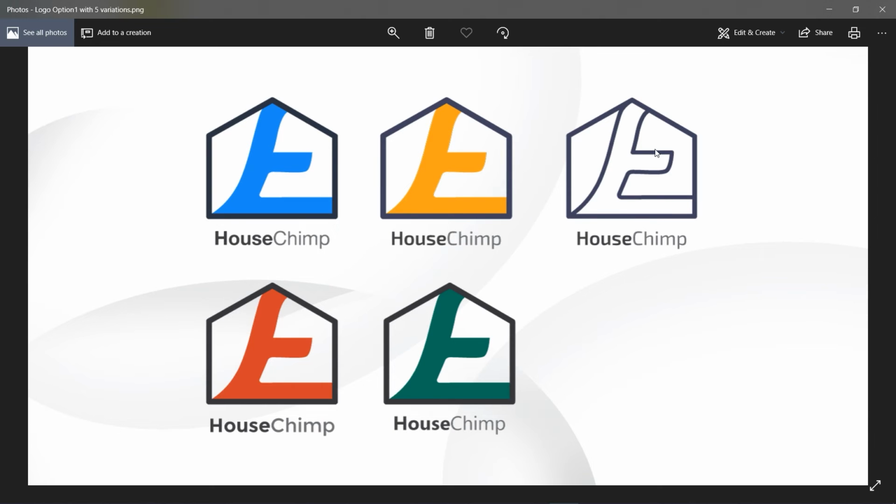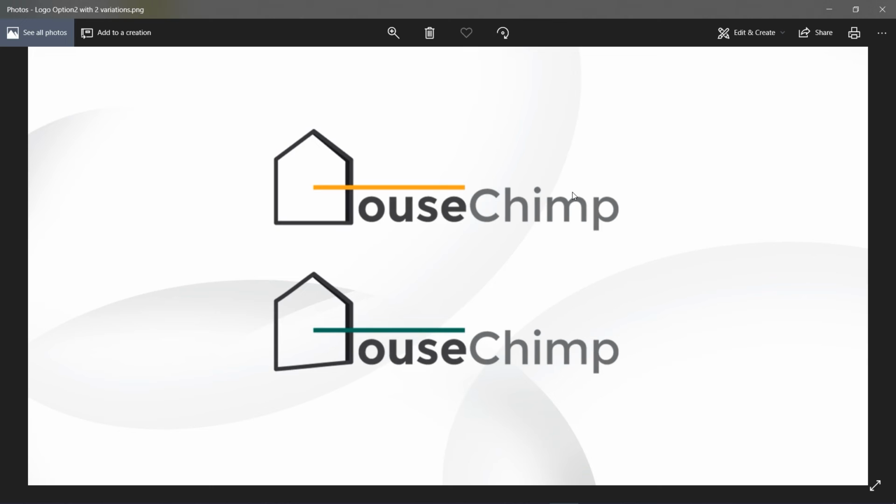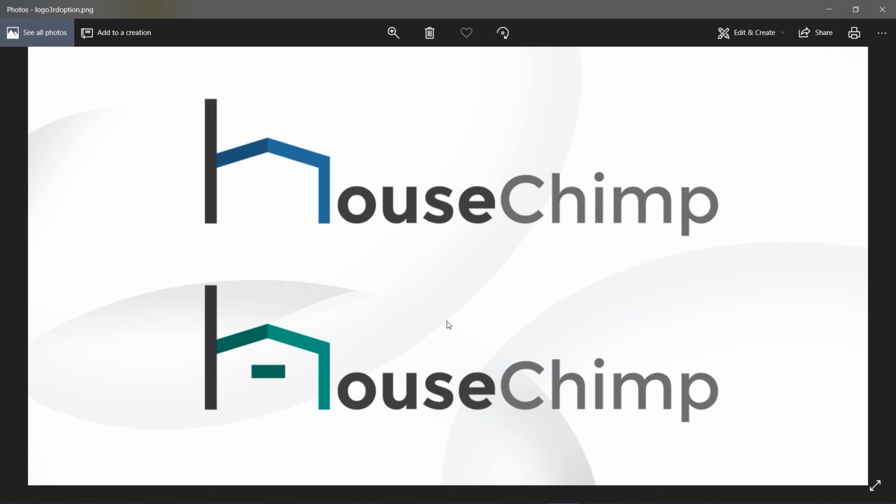Here is just the outline version, and here's another design iteration for this one. Here you can see I rotated it and created a perspective of that. So here you can see this is also HouseChimp, and this bar, the green or orange, is acting as the center line of the H. And then let me show you a few more ideas. Here you can see another idea. Actually, I don't like that this left side of H is going too much up. I think it should be a bit smaller.